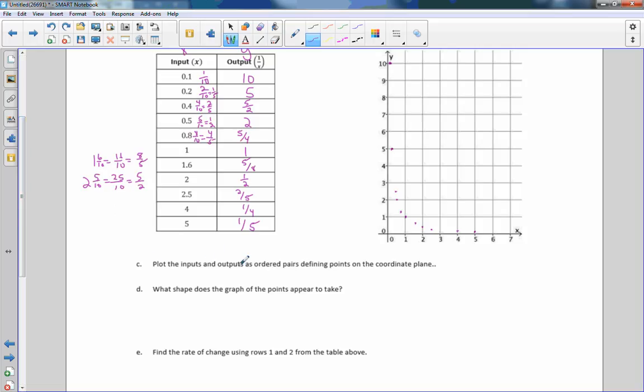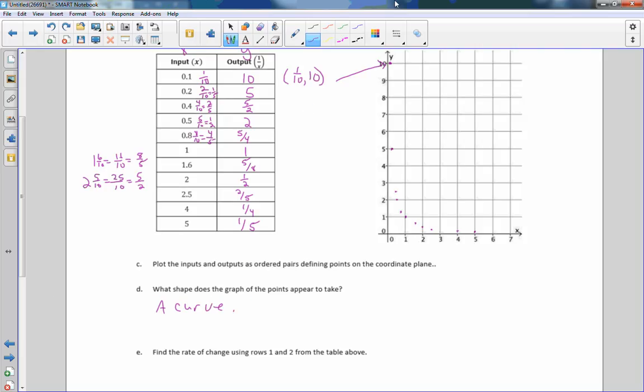So C, plot the inputs and outputs as ordered pairs, defining points on the coordinate plane. So I did that. So I plotted 1/10, 10, and so forth. I just didn't write them as ordered pairs, but this is what it would look like. And that is that point right there, and so forth. What shape does a point appear to take? A curve.